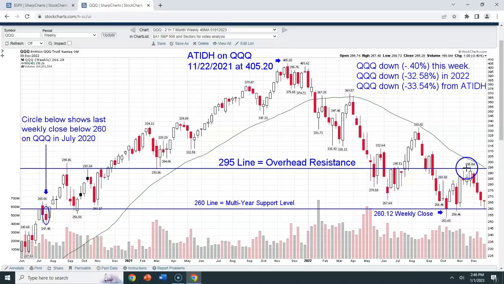We came right up to it and had some intra-week, 295.04, you can see it right there. And then a little bit of trading 3 weeks ago above it, but no weekly closes above 295 since back in September of 2022. So this gives you a range of 260 to 295 to really watch on the Qs.